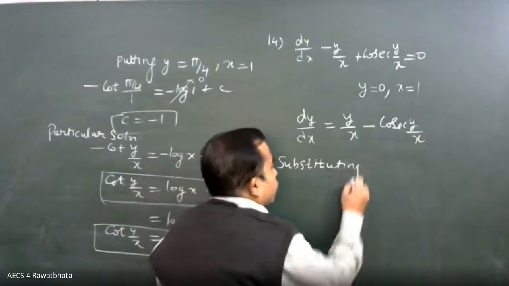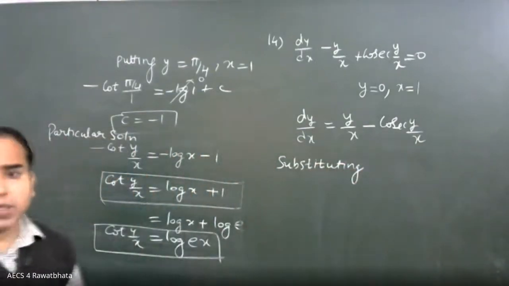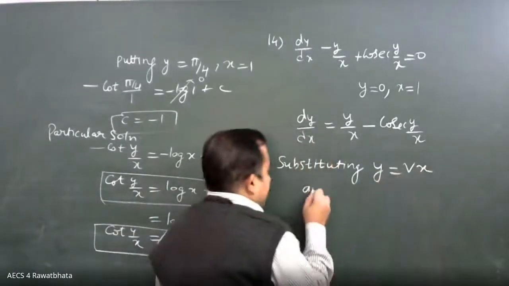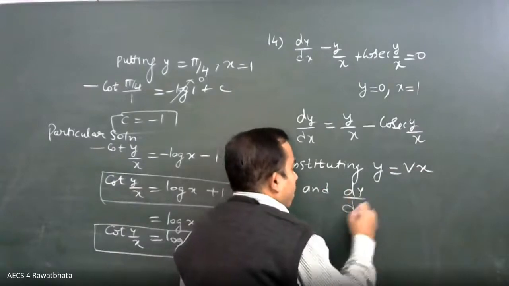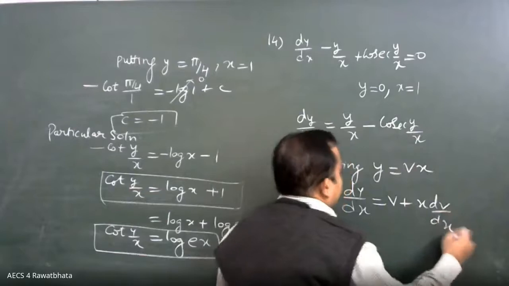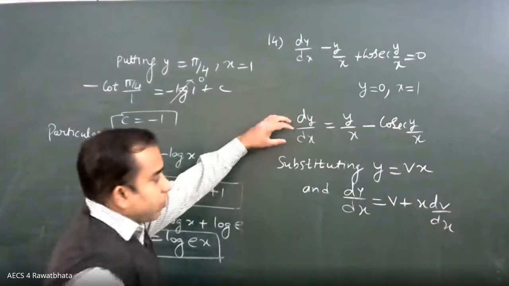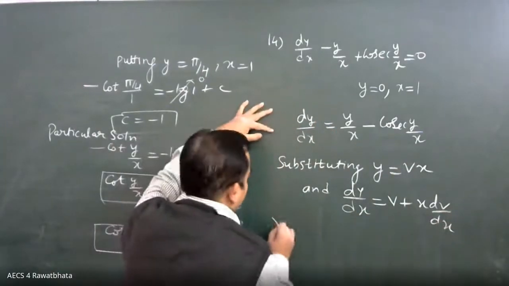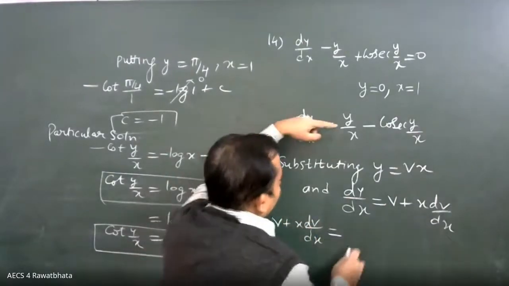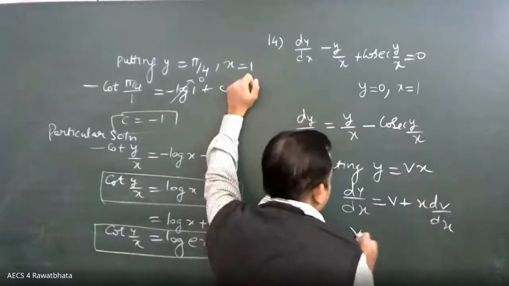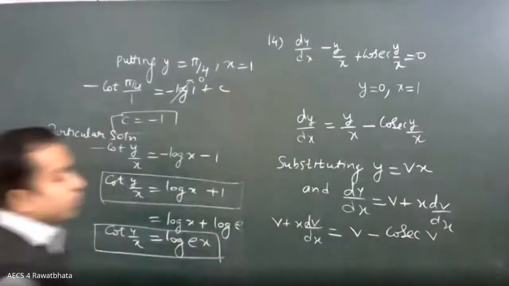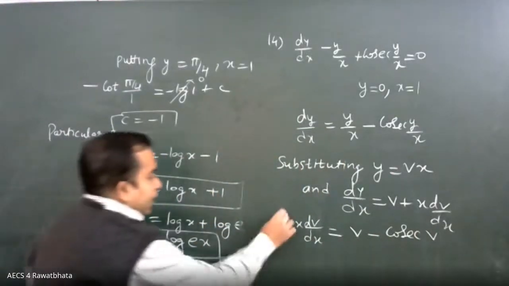In all the questions of this exercise, the method to solve is putting y equal to vx and dy upon dx equal to v plus x dv upon dx. Substitute. So dy upon dx will disappear, and in place of this, v plus x dv upon dx will come, equal to y upon x. From here it is v minus cosec y upon x is v. You can see that v gets cancelled from both the sides.